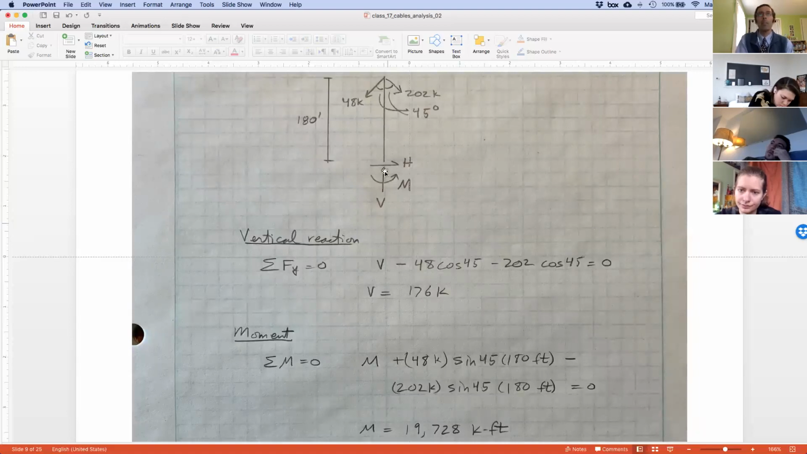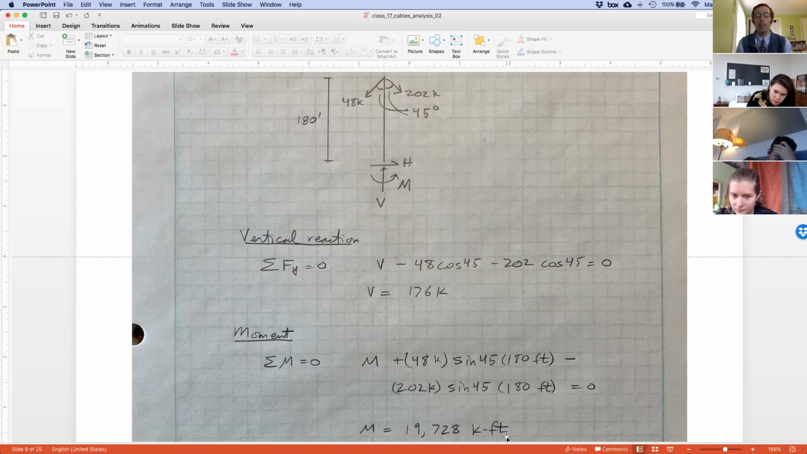More interesting for us, I think, is the bending moment. So we can take some of the bending moments about the base of the tower right here. This will be our moment equilibrium equation. 48 kips and 202 kips, their moment arms and the sine trigonometry here. And we get a bending moment of almost 20,000 kip-feet. It's perfectly reasonable that that number doesn't have much meaning to you in terms of its magnitude. It's pretty big.